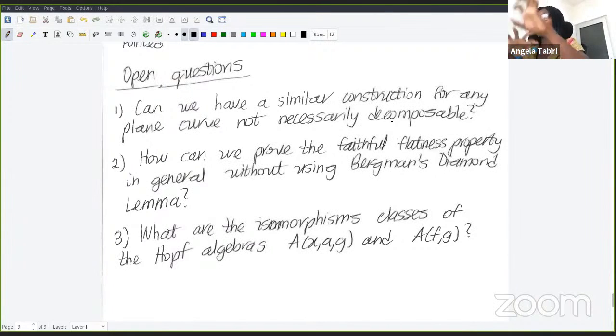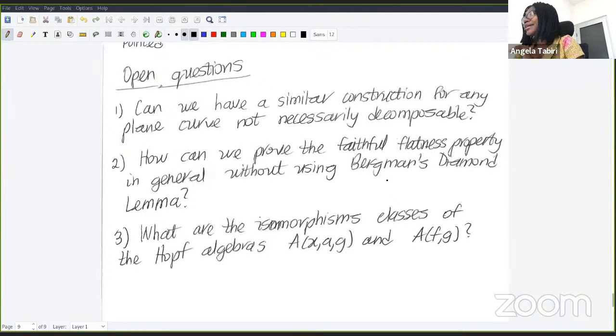So you could have x, y, x squared, y. Can you do something similar for them? And what about the faithful flatness property? So when I look at my thesis, in the appendix, I did a lot of computations resolving ambiguities for us to use Bergman's diamond lemma. It was quite a lot, right?